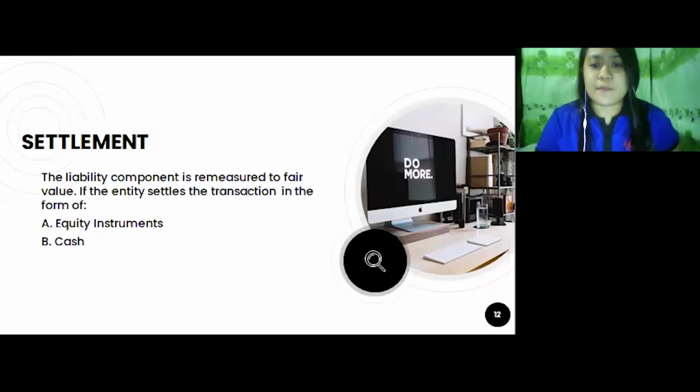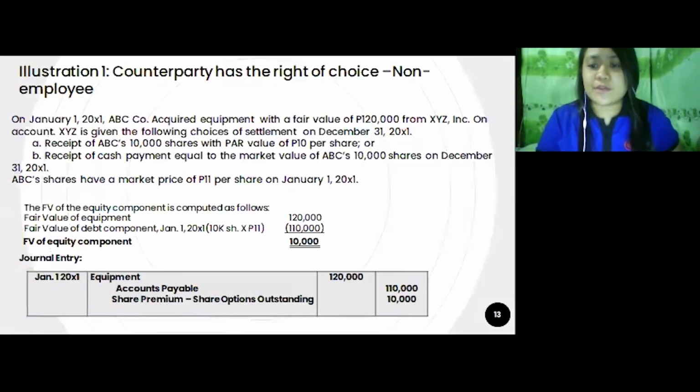So let's have an example where the counterparty has the right of choice. On January 1, 20X1, ABC acquired equipment with a fair value of 120,000 from XYZ. On account, XYZ is given the following choices of settlement on December 31, 20X1: receipt of ABC's 10,000 shares with par value of 10 pesos per share, or receipt of cash payment equal to the market value of ABC's 10,000 shares on December 31, 20X1. ABC's shares have a market price of 11 pesos per share on January 1, 20X1.